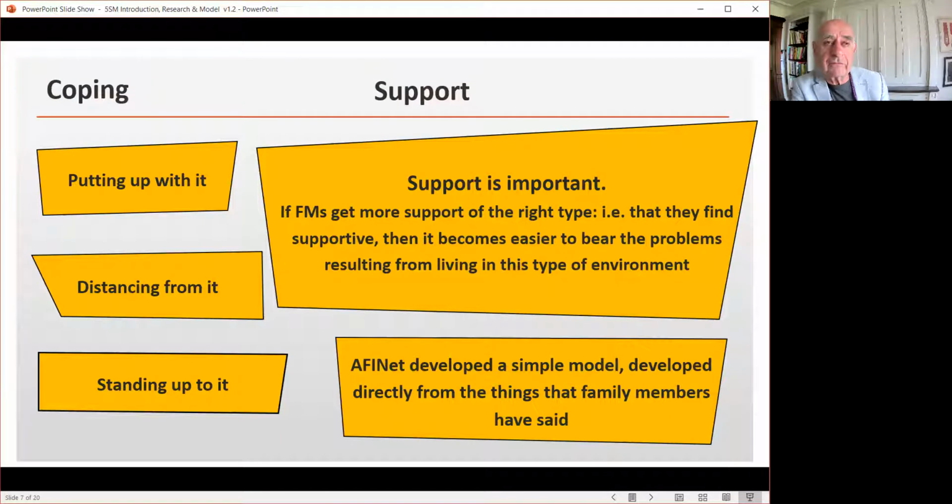They also told us that they coped in many different ways, or they tried to cope. Most people said that they weren't coping, but I'm not using coping in the meaning of successful coping. I'm meaning coping in the sense of what do you do about it? How do you respond to it? How do you try and live with it? And people told us that they did that in very many different ways.